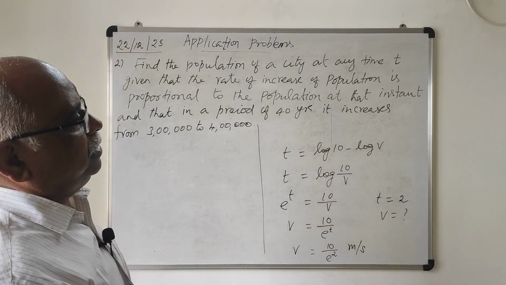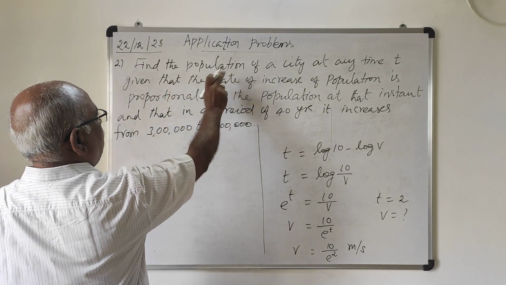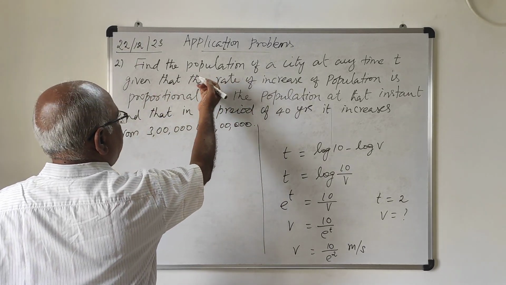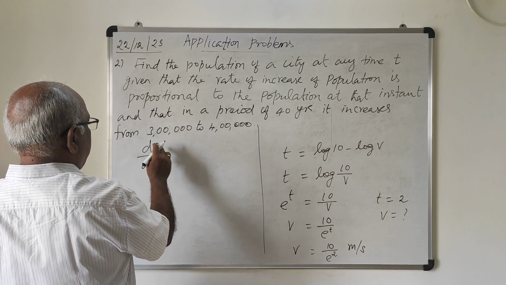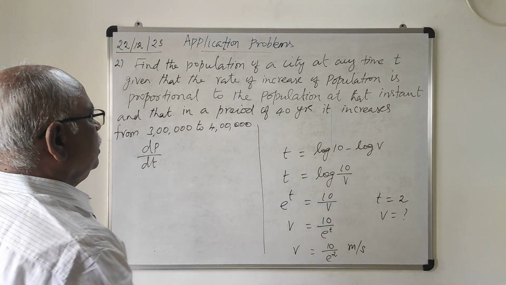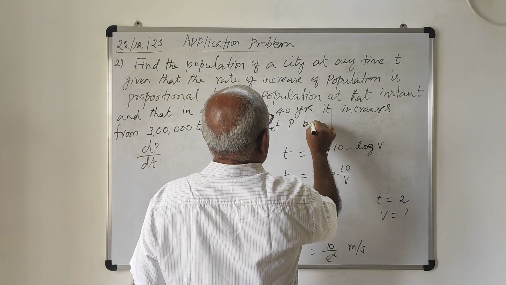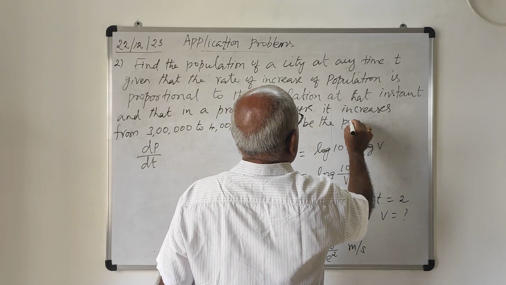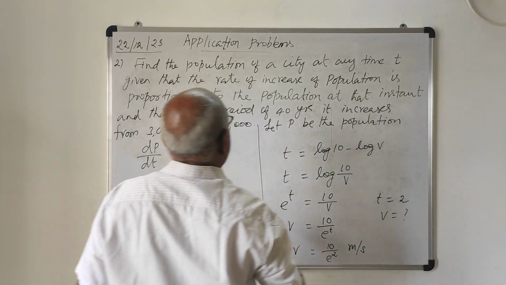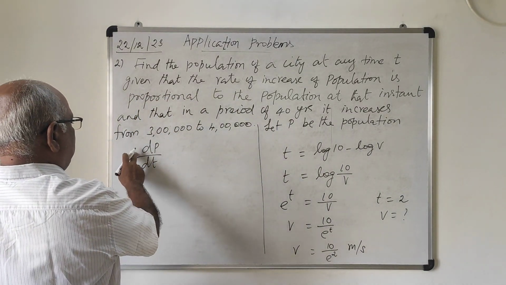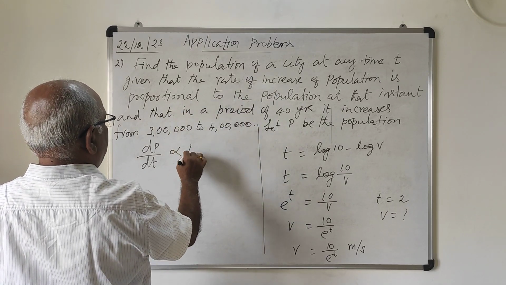Then what is the population at that present instant? That is, we have to find out the population. It is given that the rate of increase of population is dp by dt. Let p be the population at that instant. Therefore, dp by dt is proportional to the population at that instant.